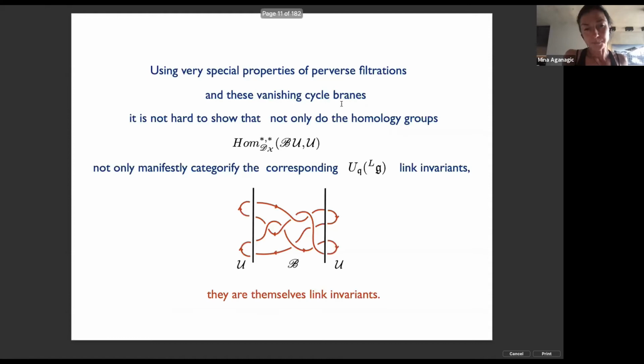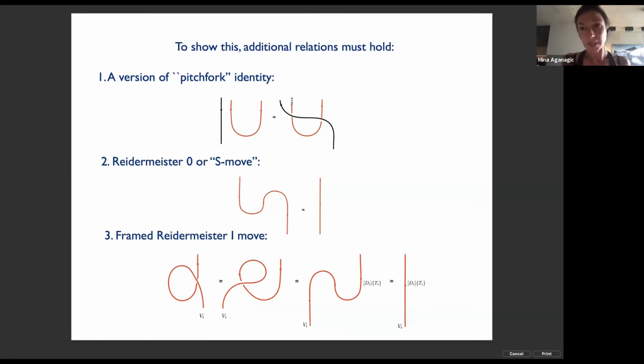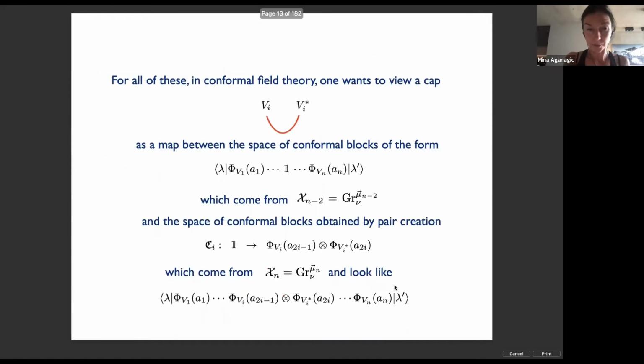Using very special properties of these perverse filtrations and the vanishing cycle branes, it's actually not difficult to show that not only do homology groups categorify the link invariant, they are themselves link invariants. To show this, we need to show that the following relations hold: a version of the pitchfork identity, something called an S move or Reidemeister 0, and a framed Reidemeister 1 move. The fact that it's a braid invariant is Reidemeister 2 and 3, which we already know.